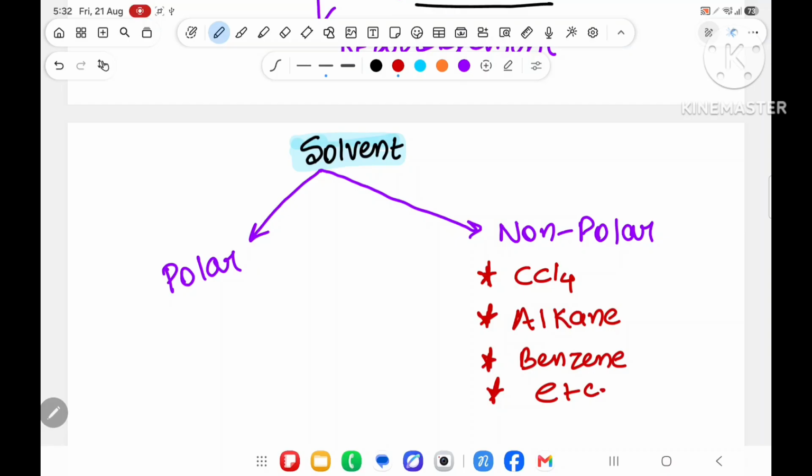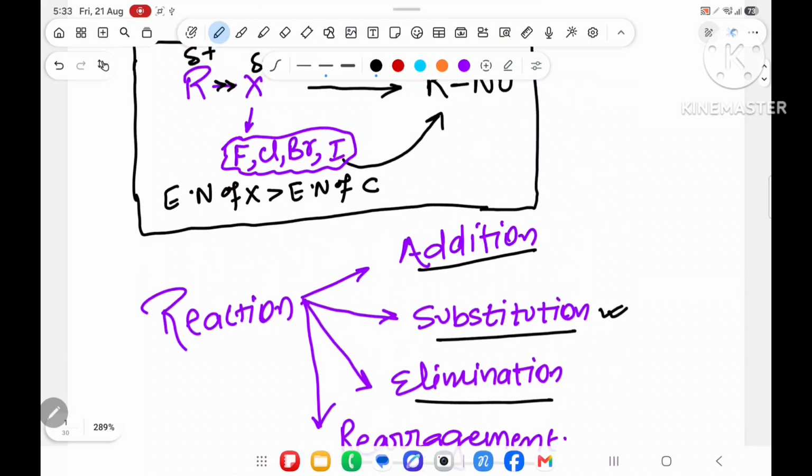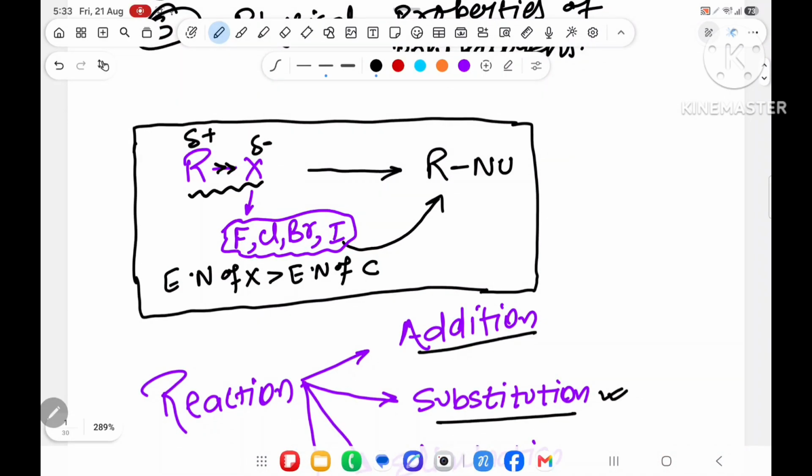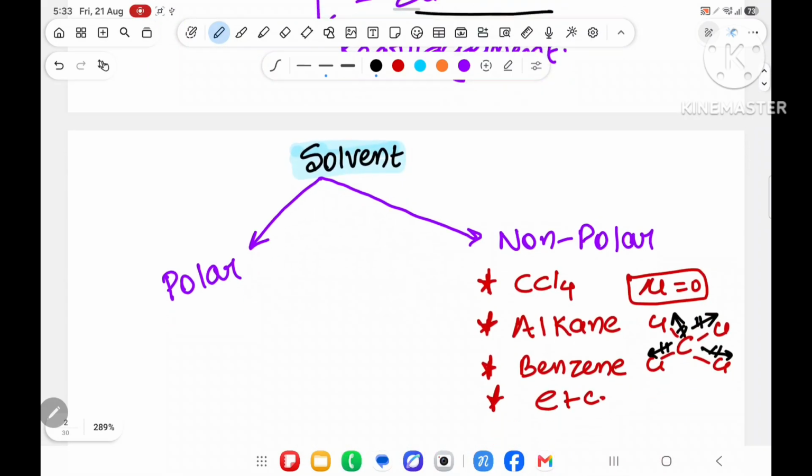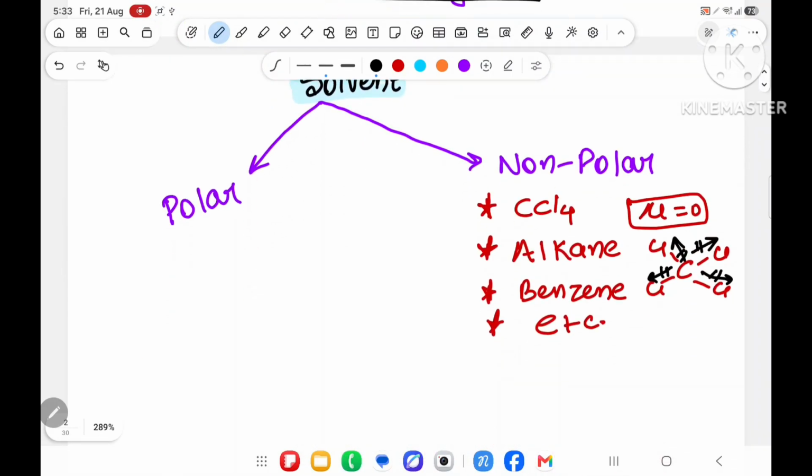What am I saying, non-polar means what? Whose dipole moment is zero. Dipole moment is zero means what? In CCl4, the dipole moment goes from here to here, here to here. These two get cancelled. Here to here, here to here. These two get cancelled. So there is no polarity in these molecules. No polarity means no delta plus, delta minus over here. If polarity is there, then you will get delta plus and delta minus. So benzene ring, alkane, CCl4 are non-polar solvents.